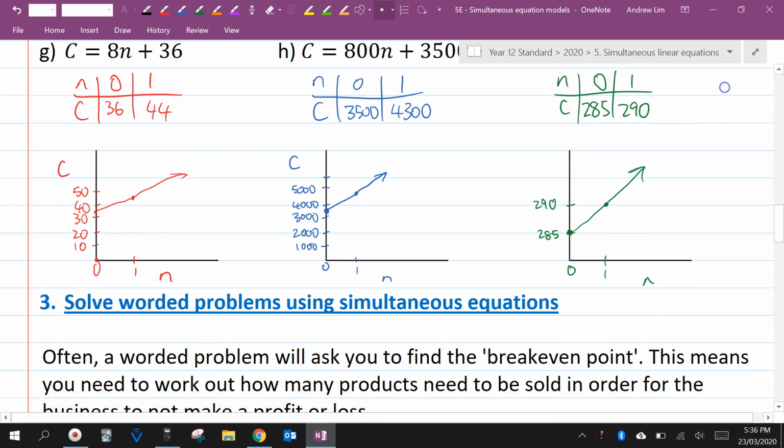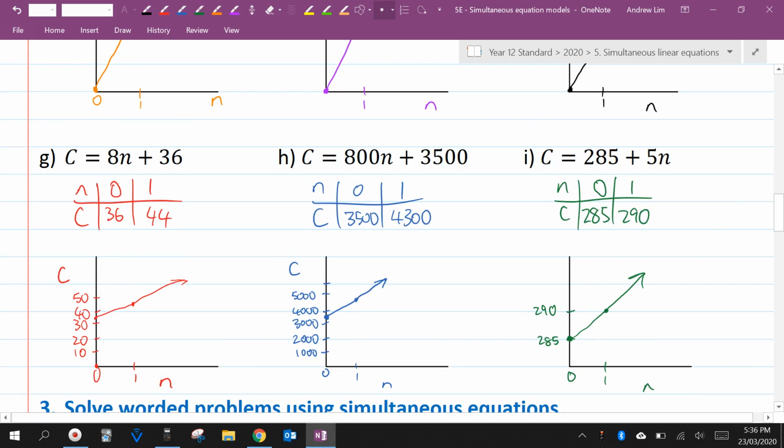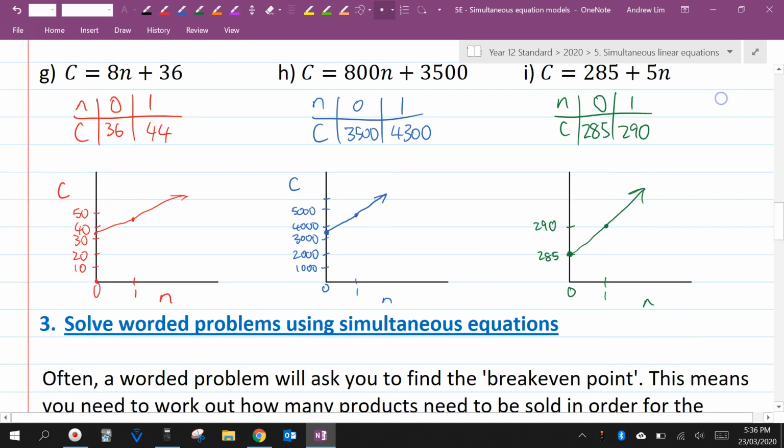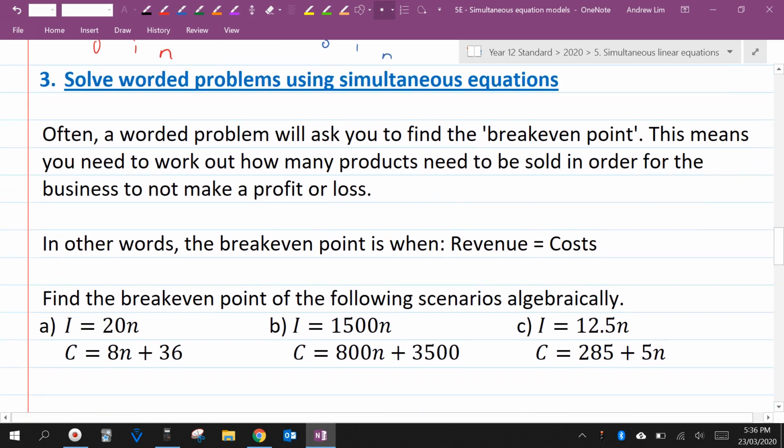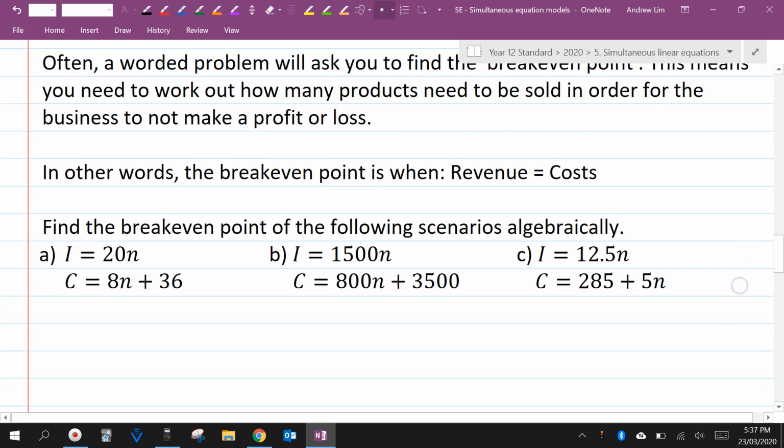Okay, so now you should be able to draw graphs that we might see in worded problems. So when we solve worded problems using simultaneous equations, often a worded problem might ask you to find a break-even point. So I'm going to practice finding the break-even point algebraically. Okay, so the break-even point just means you need to work out how many products need to be sold in order for the business to not make a profit or a loss. What that means is that the break-even point is when revenue equals costs.